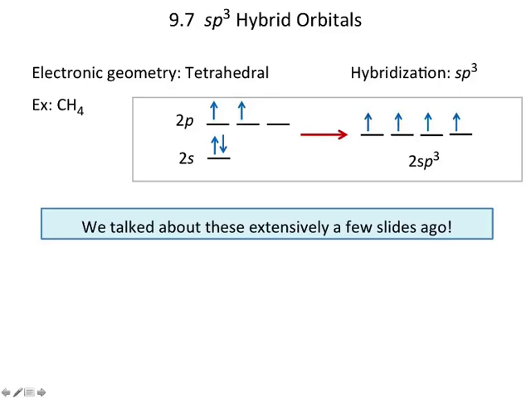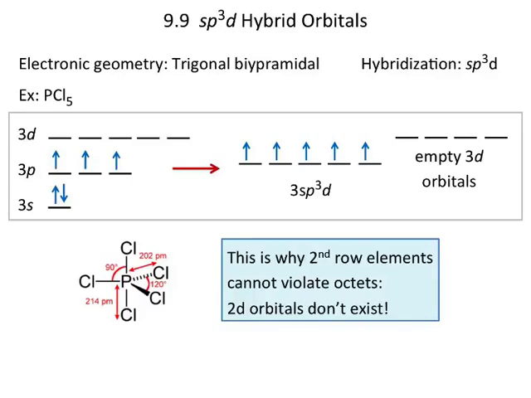Okay, so next up in our tour would be the sp³ orbitals, but we talked about that in our slides a few minutes ago, so I'm not going to continue that discussion here. So next up in our list of hybrid orbitals are the ones that come from an s, 3 p, and a d orbital, which we call sp³d hybrid orbitals. And these orbitals will make trigonal bipyramidal electronic geometries. And an example here is phosphorus pentachloride.